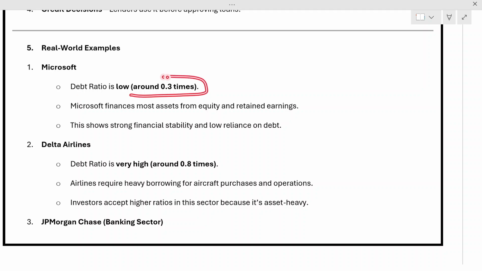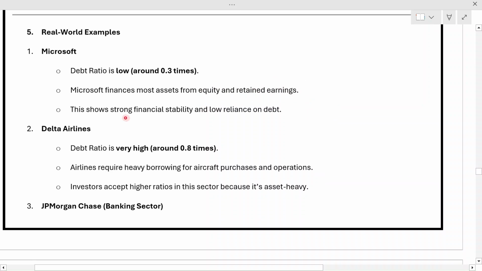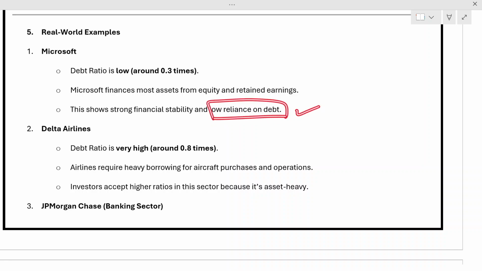Now the real world companies use it, just like Microsoft. Microsoft's debt ratio is low because they have taken lower debt. Microsoft finances most of its assets from equity and retained earnings. So whatever equity shareholders have or whatever retained earnings there are, Microsoft primarily finances its projects from that only. This shows stronger financial stability and low reliance on debt. So dependency on debt is very low.